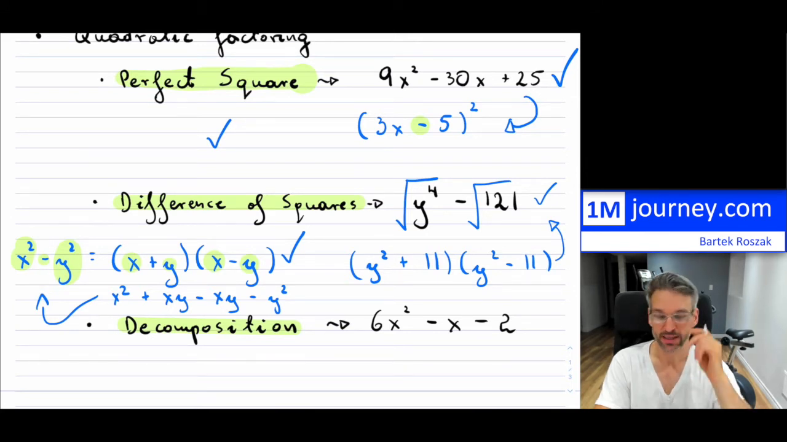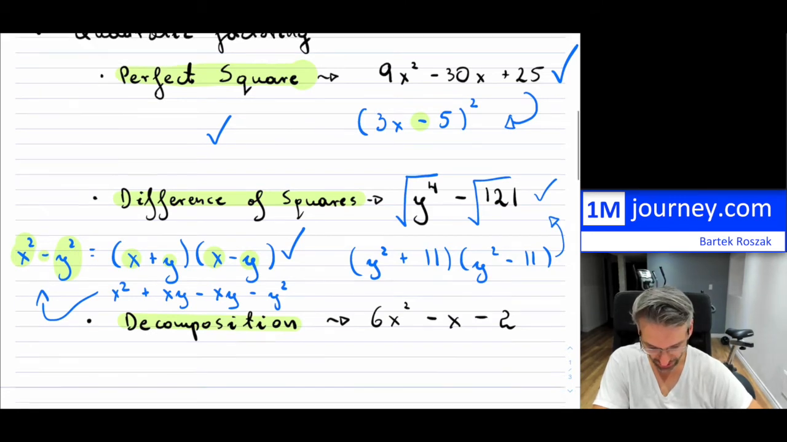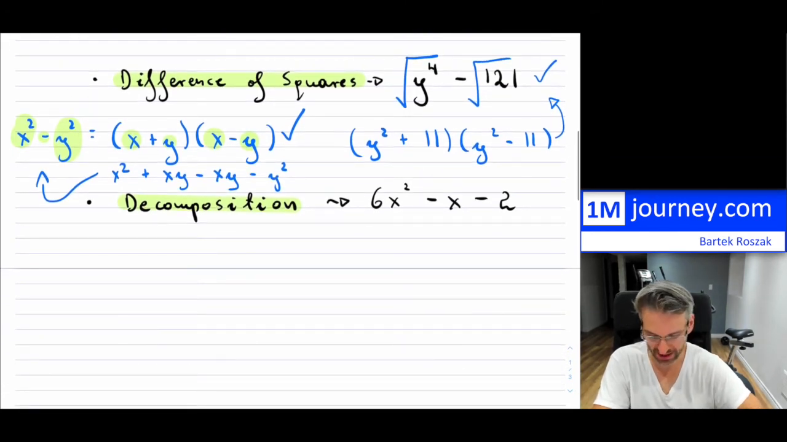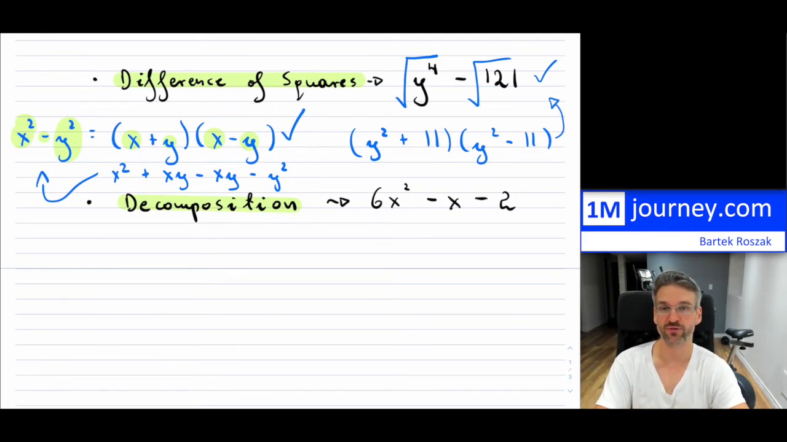The last one for the quadratic factoring typically might be something to do with decomposition, because you're not always as lucky to get perfect squares or difference of squares. Those ones are great. So with this one, 6x squared minus x minus 2, you right away notice that 6x squared, if you take the square root, doesn't really work, and if you take the square root of 2, you're going to get square root of 2. So it's not a nice perfect square that we have to work with.